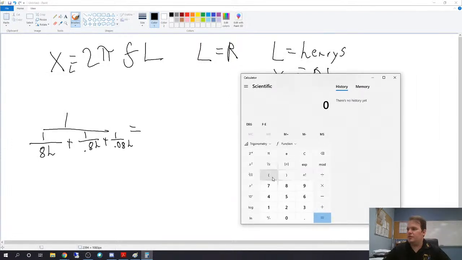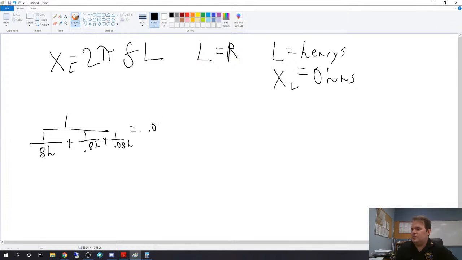Drag it over here. Open parentheses. 8 to the negative 1 plus 0.8 to the negative 1 plus 0.08 to the negative 1. Close it. Inverse. 0.072. That checks because you should come out with henries smaller than your smallest amount of henries. So that's 0.072 henries.